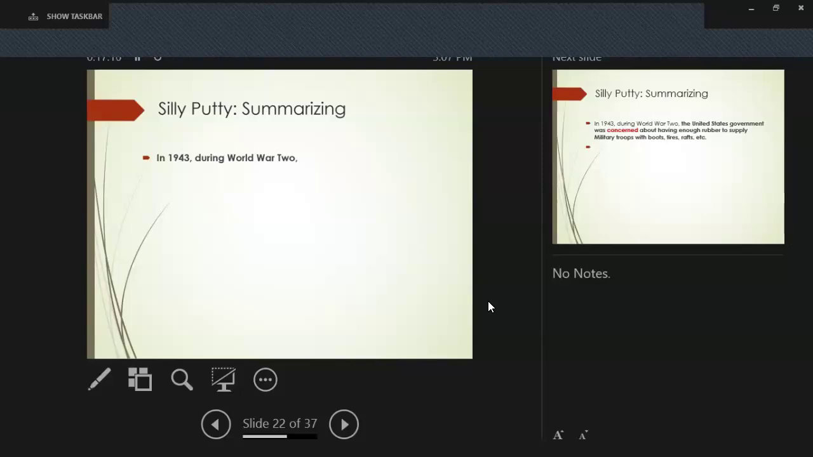We use concern. So we write concern. That's one of their vocabulary words. So where it says the US government needed a lot of rubber, we write in concern. They were concerned about having enough rubber. That's why they hired James Wright. And then we move to page 2. And I have them, this is where I want you to get out your silly putty.